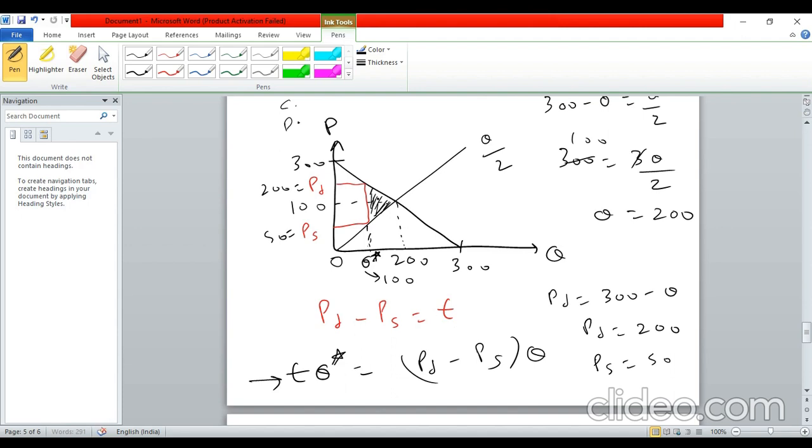And now to calculate this area, what we can do is half into this distance. So this will be 200 minus 100, so 100, into this side. This side will be 200 minus 50, that is 150. So if you do this, this is 50. Now 15 into 5 is 75. So 7500. So I think this should be the answer to this question.